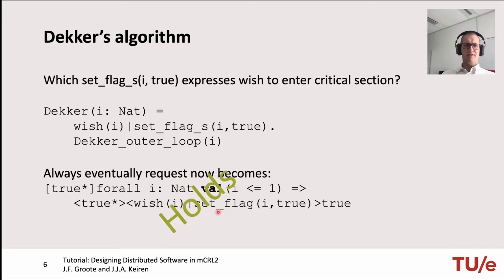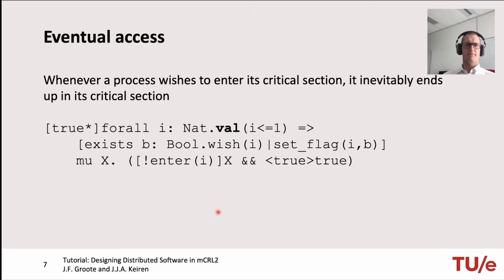So we can now verify this property in the mCRL2 IDE, and indeed this property holds. So indeed the changes that were made in Dekker's algorithm address this property, and we can now always eventually request access to the critical section.